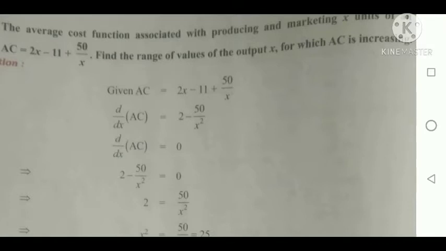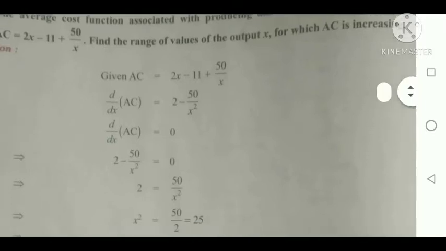In order to find the derivative, that is differentiating AC, we get 2 minus 50 by x square. If you differentiate 2x, we get 2, and 11 is a constant term, so while differentiating it becomes 0. And 50 by x becomes minus 50 by x square, because it is 1 by x; if we bring it to the numerator, it becomes x power minus 1. So x power minus 1 becomes x power minus 2, and bringing it back to the denominator, it becomes minus 50 by x square.